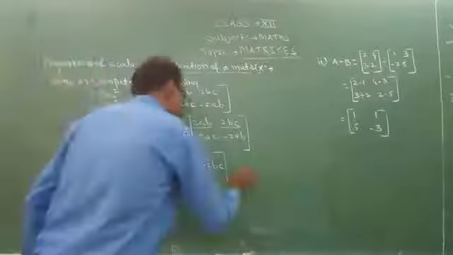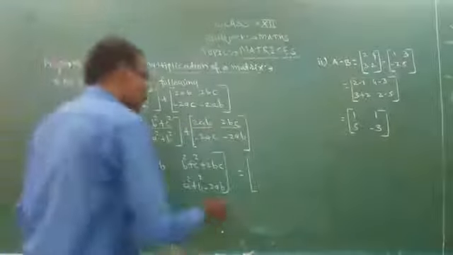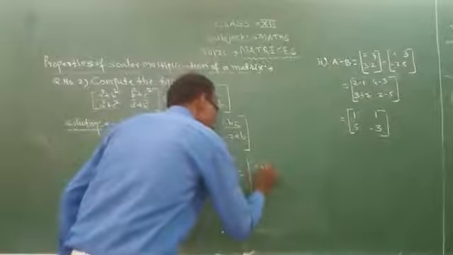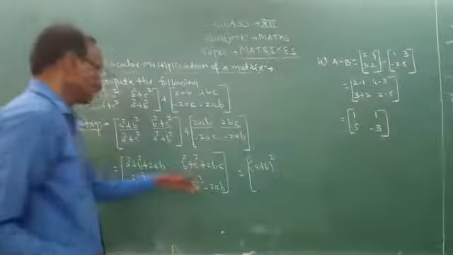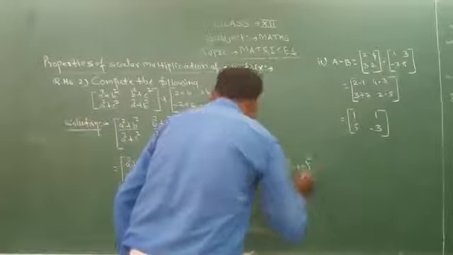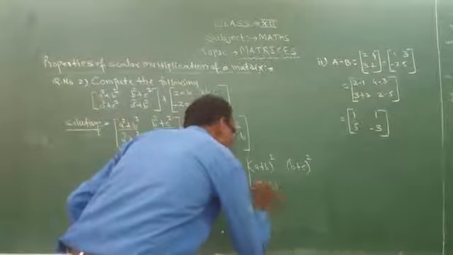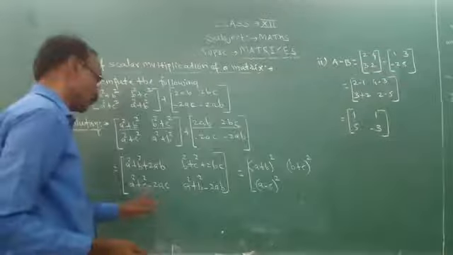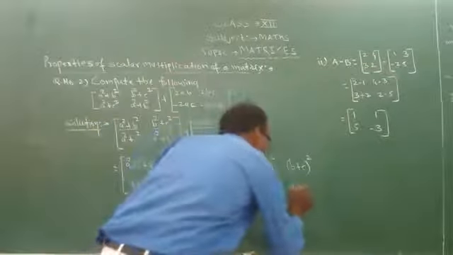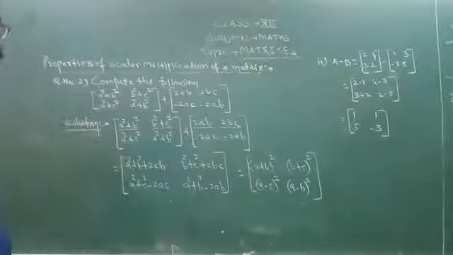Okay, so this is equal to, we know that a square plus b square plus 2ab is the square of (a plus b). This is the square of (b plus c), this is (a minus c) whole square, and this is (a minus b) whole square. So in this way we can compute this.